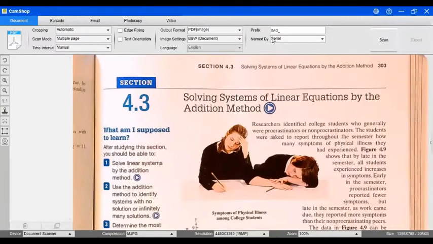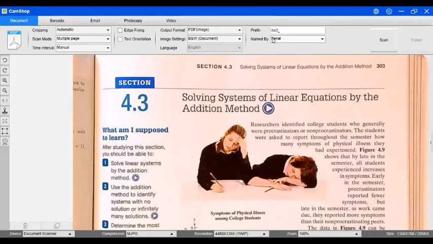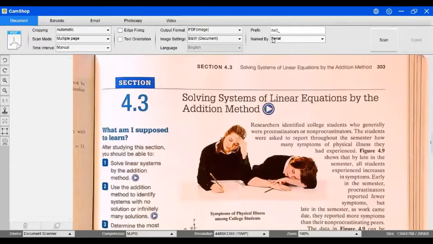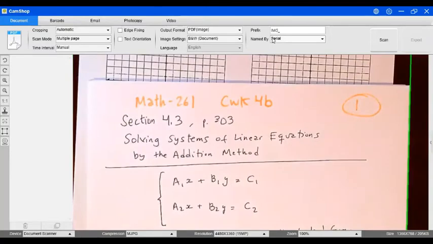We're going to start now section 4.3 on page 303. It's about solving systems of linear equations by the addition method. This is one of the most important methods to solve linear systems because the procedure is used to create algorithms for computers to solve very complicated linear systems with more than two linear equations, with hundreds of linear equations. The solutions are based on the addition method.